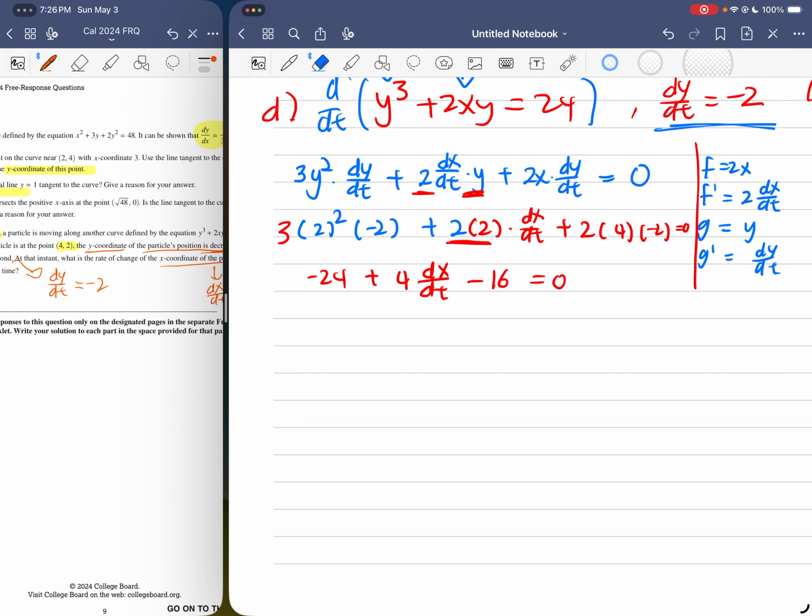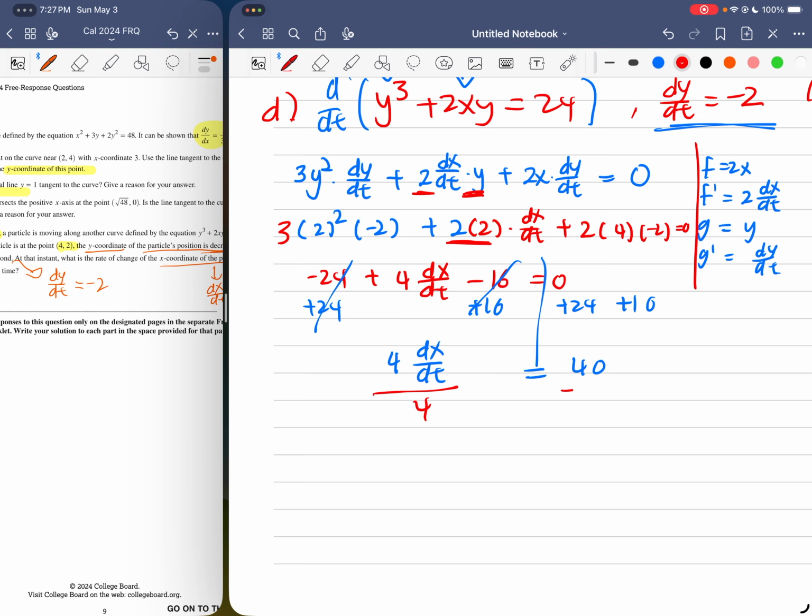Well, I'm going to do plus 24 plus 16 on both sides. That disappears. So I'm going to put 4 dx/dt is equal to 24 plus 16, which is 40. And if I divide by 4 on both sides, dx/dt is equal to 10. That's it. I think this one is really easy.